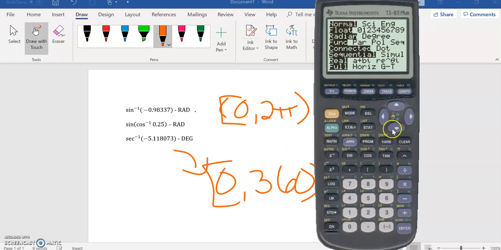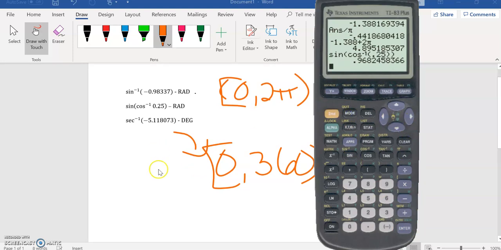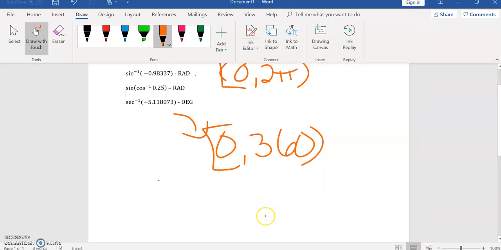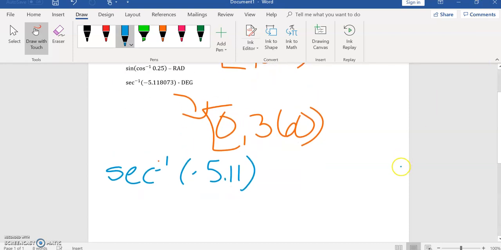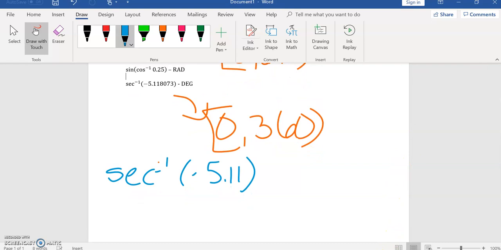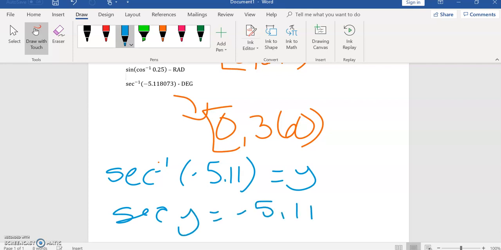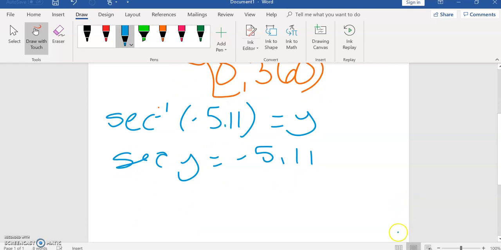Now this last one, first of all, I'm going to switch back to degrees before I forget. I can't just put this in. We're used to, okay, the secant is 1 over cosine, but this isn't as simple. So when I look at this, I have arc secant of negative 5.11, and I'm just going to write this out. This is telling me that I'm going to call this y. This is saying that the secant of y equals negative 5.11.